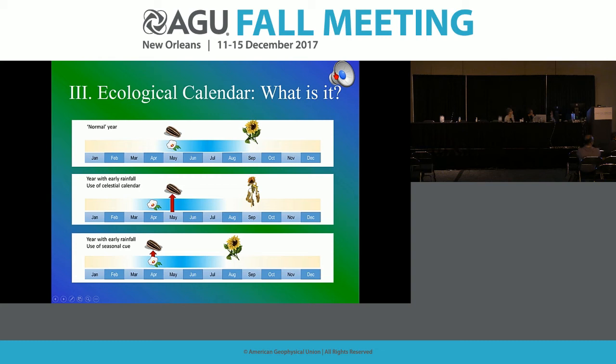However, what if the farmer, with early rainfall, used the seasonal cue of the appearance of the flower and seeded on April 1st? Then the farmer experiences a healthy harvest in August. This is an example, a simple example, of a seasonal calendar.